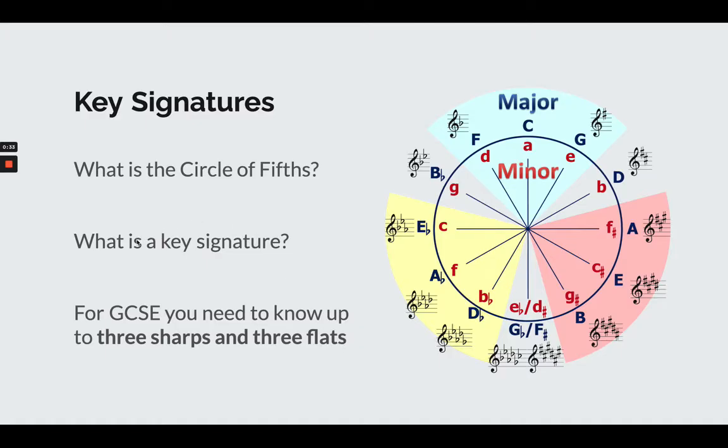So what is a key signature then? A key signature, as we can see on the outside of the circle here, tells us how many sharps or flats are going to be in each key. So it says for GCSE, you need to know up to 3 sharps and 3 flats. So what it means by that is that the top of the circle, or the semicircle here, is what you will need to know for the exam.